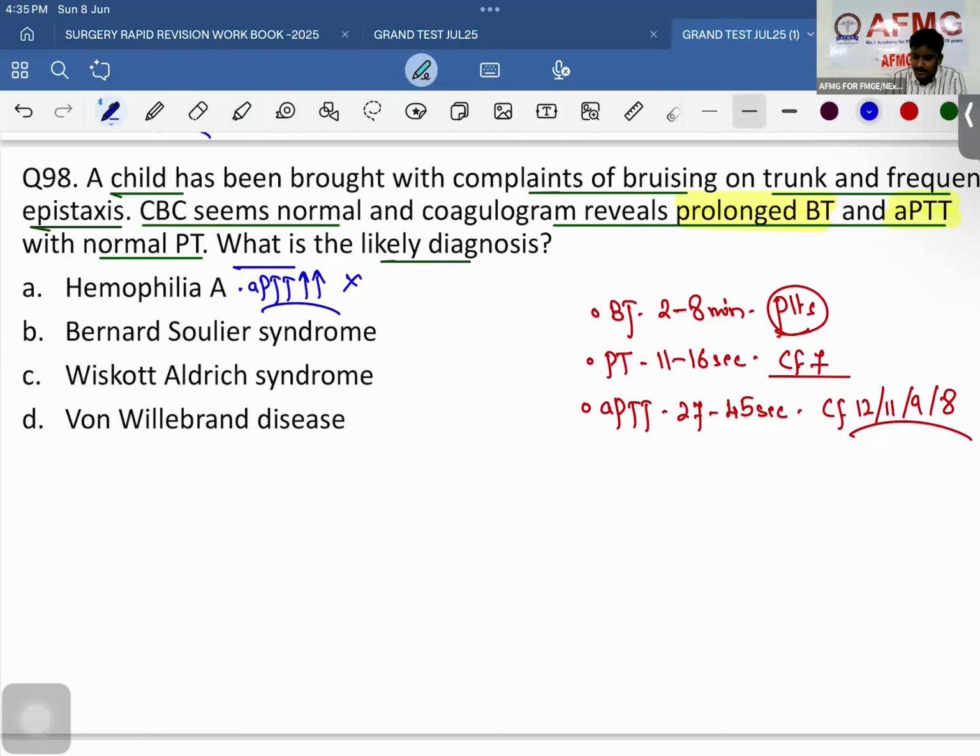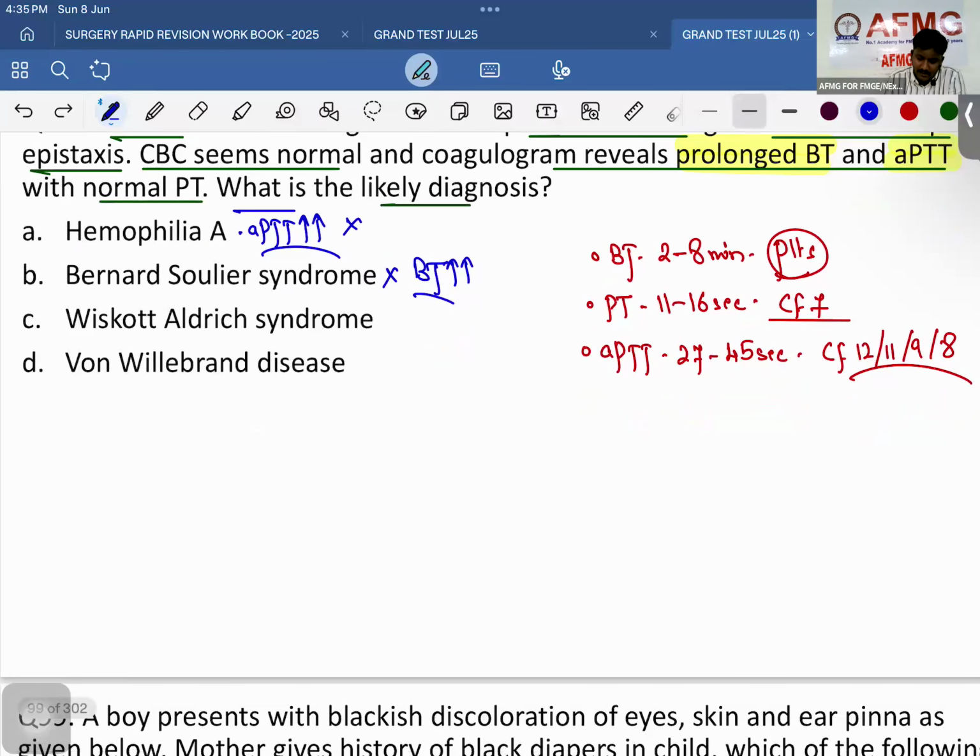Option B says Bernard-Soulier syndrome, which is a qualitative defect in platelets. The receptors on the platelets are defective, therefore platelet aggregation cannot happen. And if platelets cannot aggregate, which time will be prolonged? Bleeding time will be prolonged, beta, but the other times will be absolutely normal. Therefore, we can rule this out also. Next is Wiskott-Aldrich syndrome, due to WAS gene mutation. Here there is thrombocytopenia, that is a quantitative defect of platelets, and therefore only which time will be prolonged? Only the bleeding time will be prolonged, beta, with no effect on PT and APTT. So again, this is ruled out.